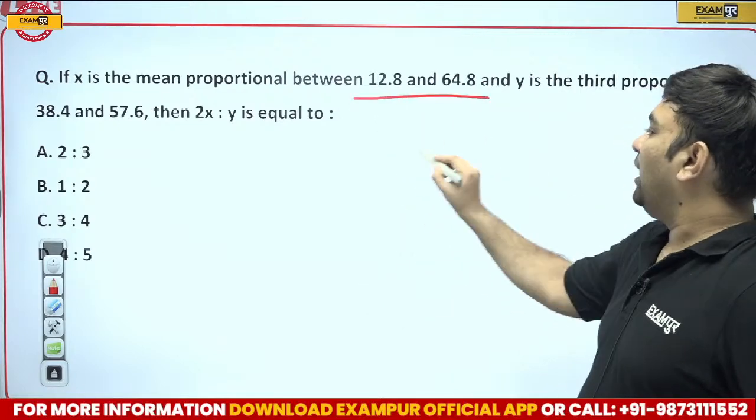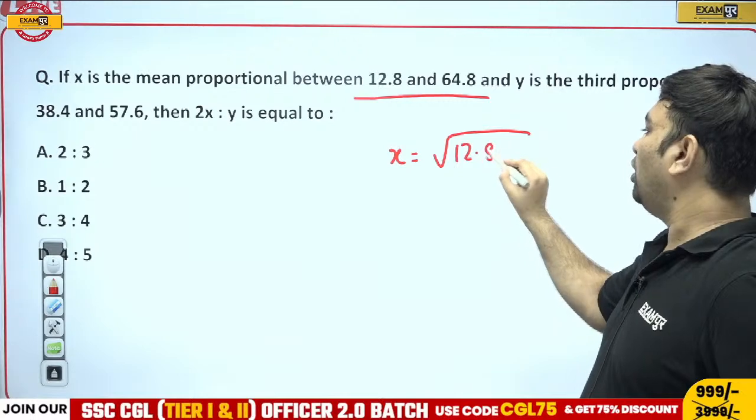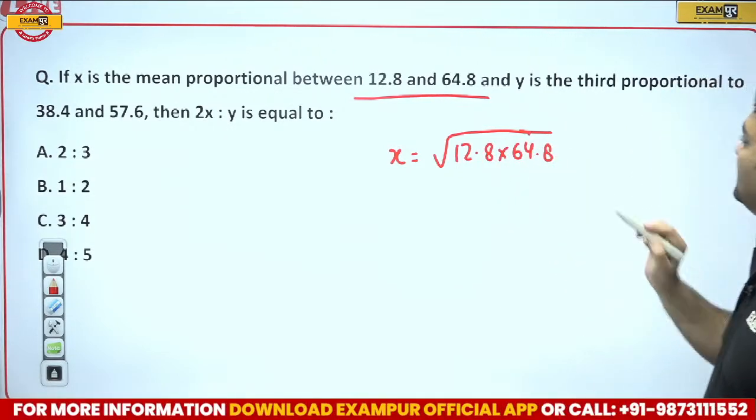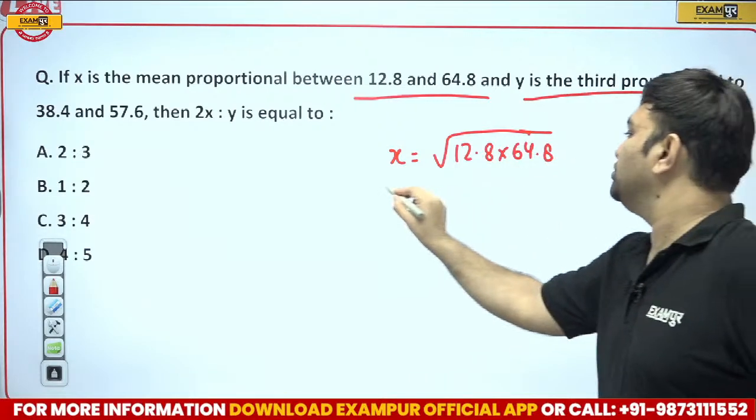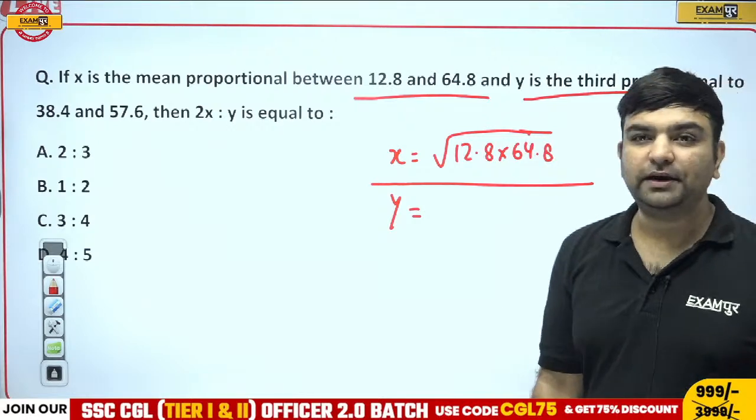Mean proportion. How do we calculate the mean proportion? Under root of AB. And Y is the third proportional. How do we calculate the third proportional, guys?